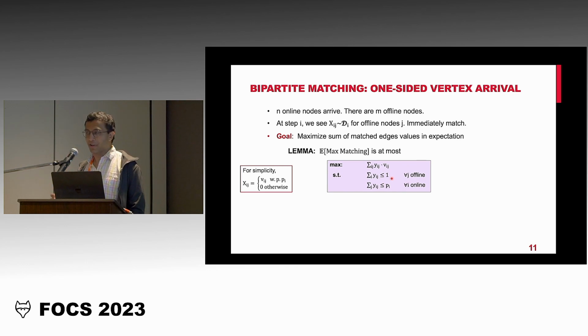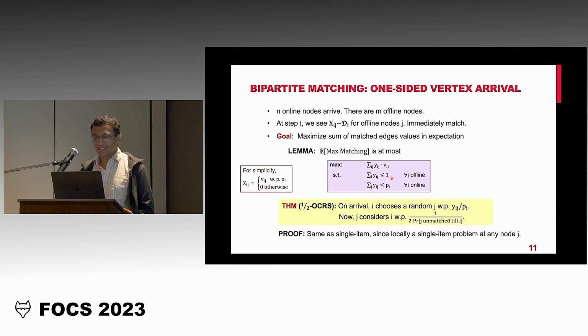Okay, so now the question becomes again, if I give you some kind of a fractional solution to this LP, can I round it online, which is the OCRS problem, in this kind of a vertex arrival model? By vertex arrival, I mean when the ith vertex shows up, it shows you all the yij's simultaneously and its realization, rather than showing you edge by edge. So again, it turns out there's a simple half OCRS because this problem can pretty much be reduced back to the single item setting. And what's the algorithm? On arrival, the ith node chooses one of the j's at random with probability proportional to, in some sense, yij.